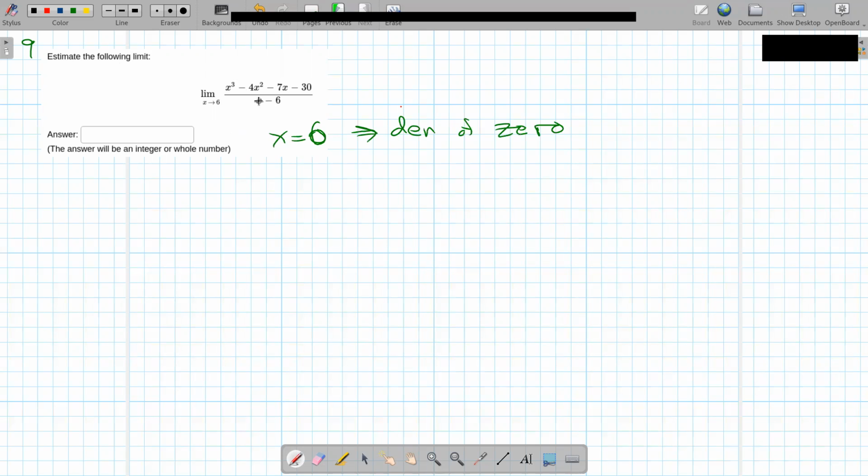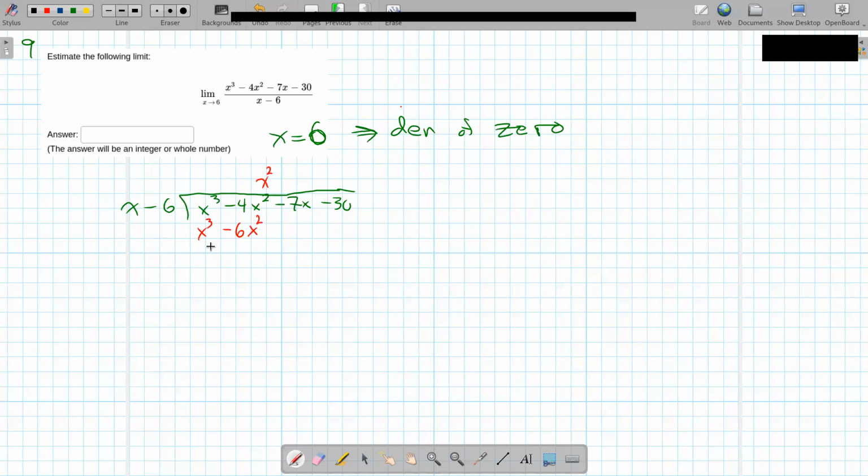Now, since this is simply x minus 6, I could use synthetic division, but I'm going to do long division on this. So I want to take x minus 6 into x cubed minus 4x squared minus 7x minus 30. This is a good skill. You're going to need this later in the course. What would I multiply by x to get x cubed? The answer is x squared. X squared times x is x cubed. X squared times negative 6 is negative 6x squared.